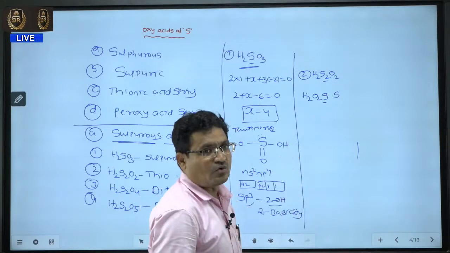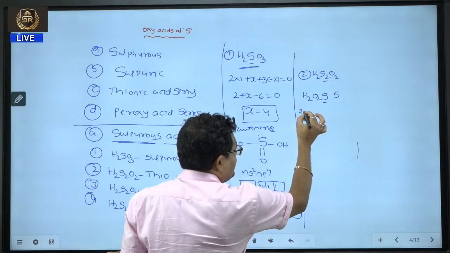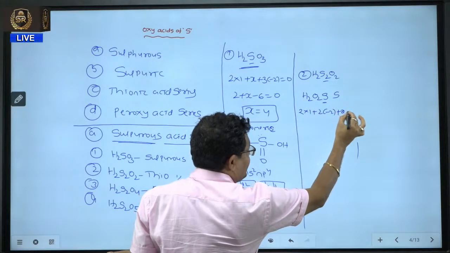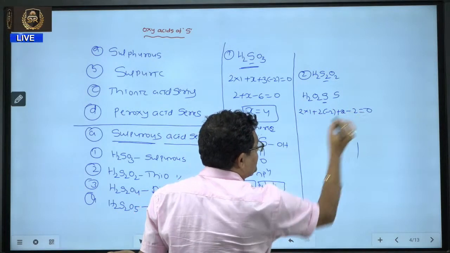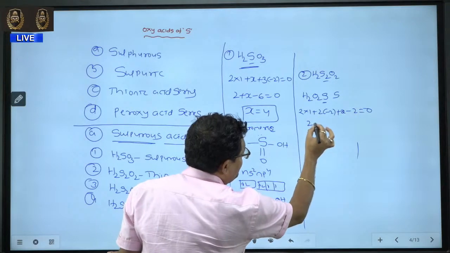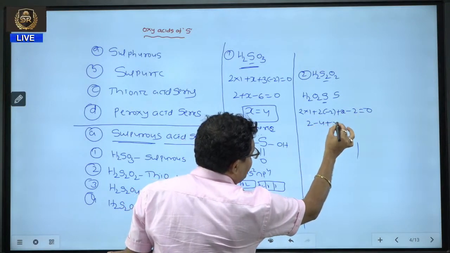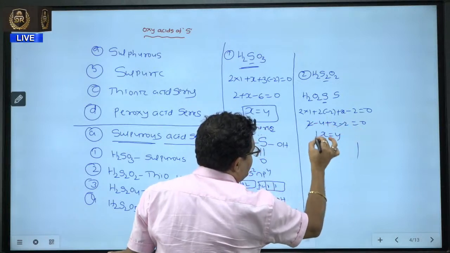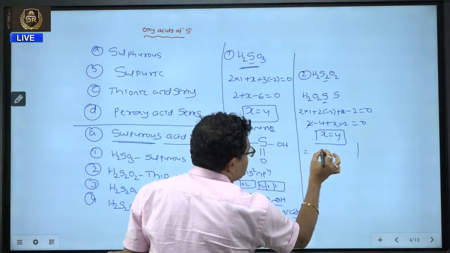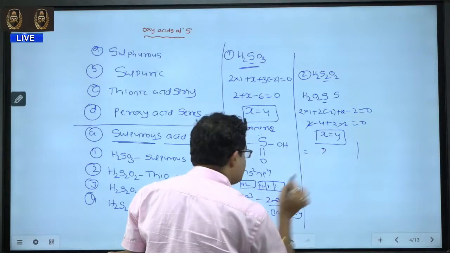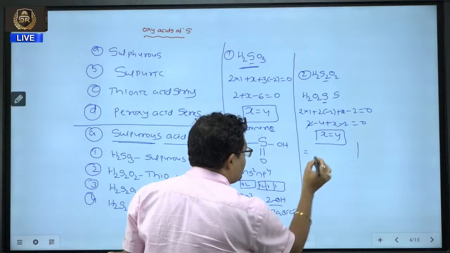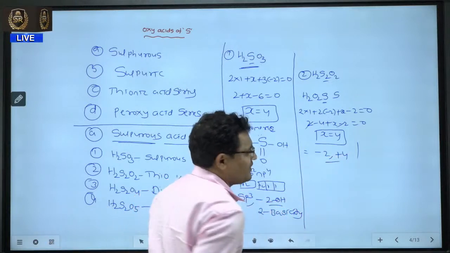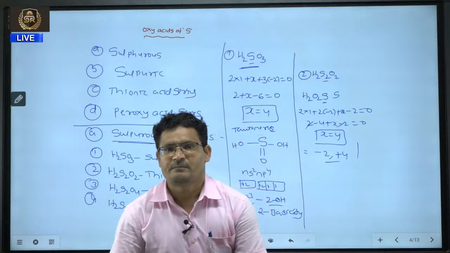One of the sulfurs undergoes minus 2 oxidation state. That's why 2 into 1 plus 2 into minus 2 plus x minus 2 equal to 0. So 2 minus 4 plus x minus 2 equal to 0, so x equal to 4. Now in this one, the sulfur oxidation states are minus 2 and plus 4.